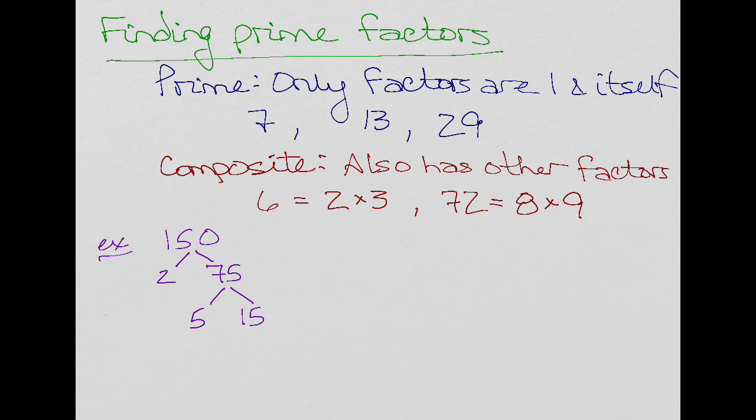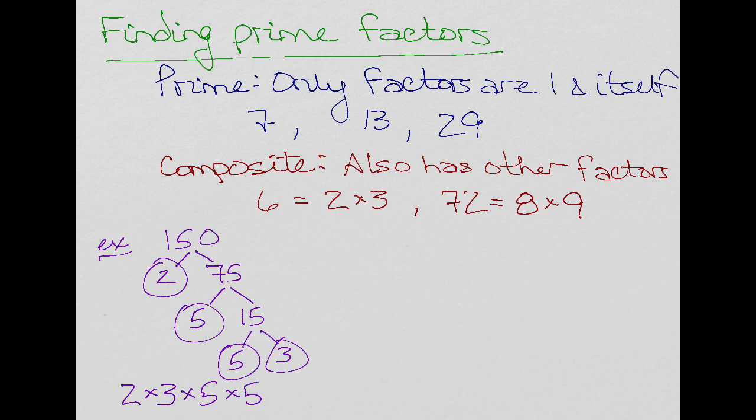Can I divide 15 by anything? Well, yes, I can. 15 also ends in 5, so I can divide 15 by 5. 15 divided by 5 is 3, or maybe you just know that one. 15 is 5 times 3. So the prime factors of 150, I'm looking at the ends that don't go any farther. Prime factors of 150: 2, and 3, and 5, and 5 again. And we will list it twice if it's in the process twice there.